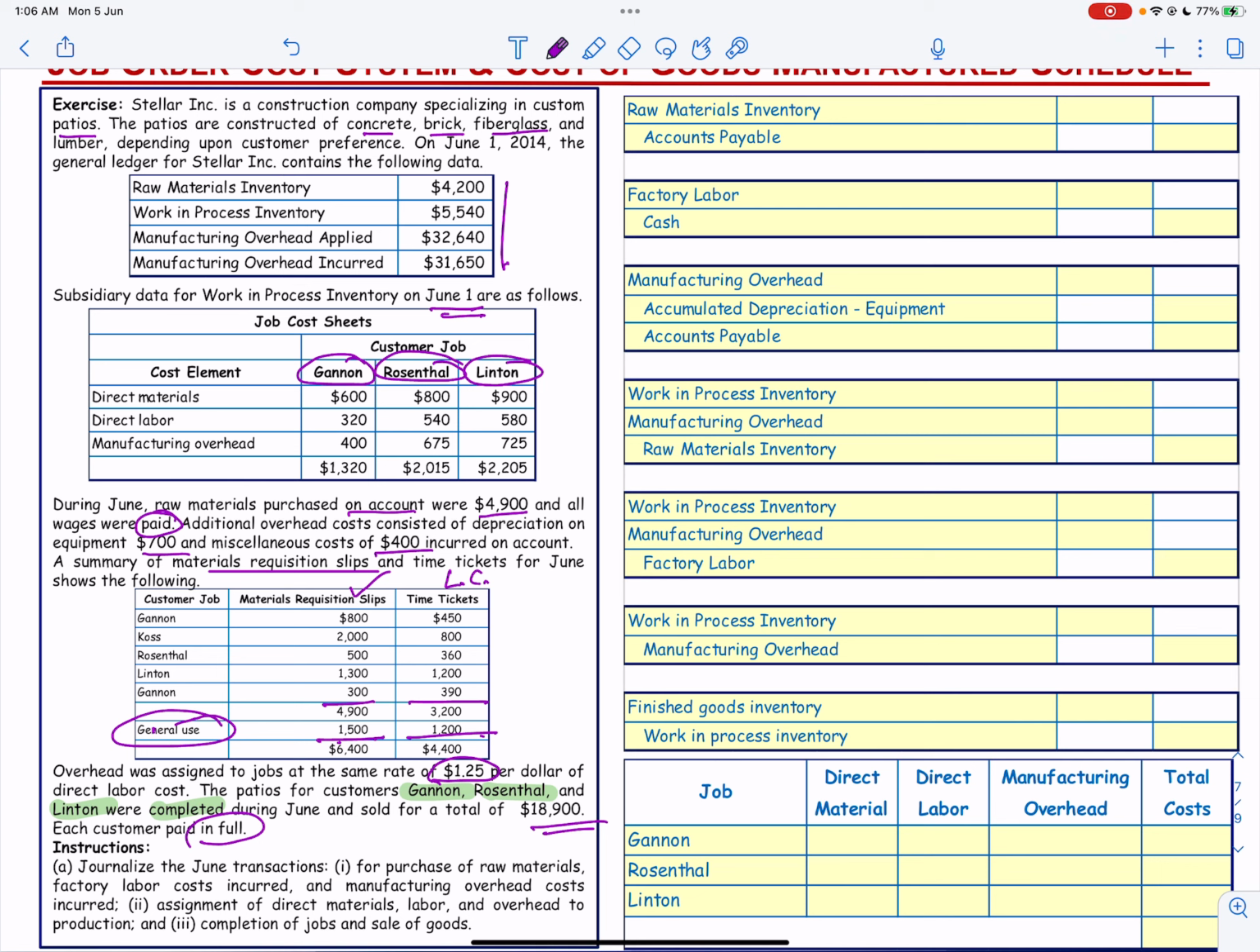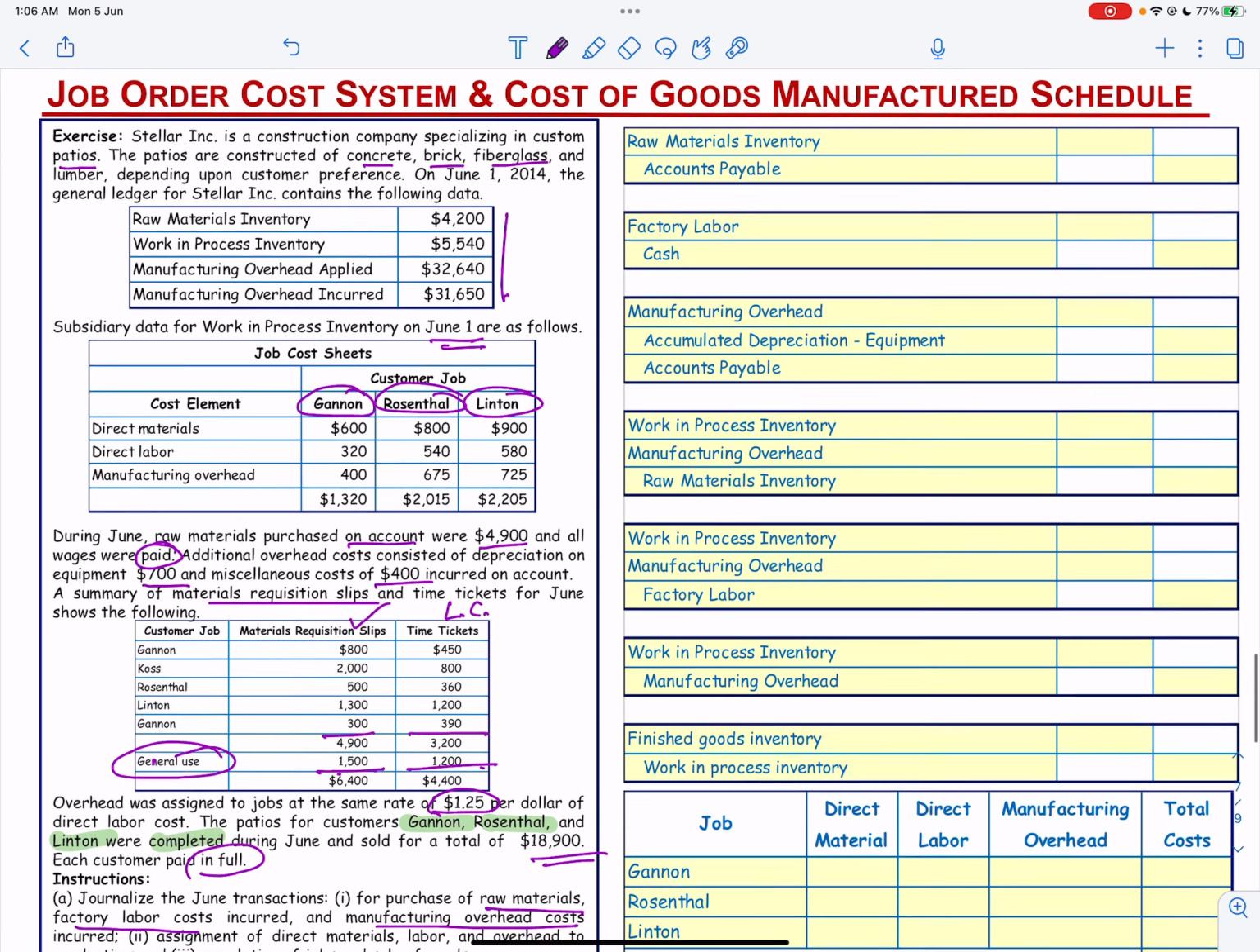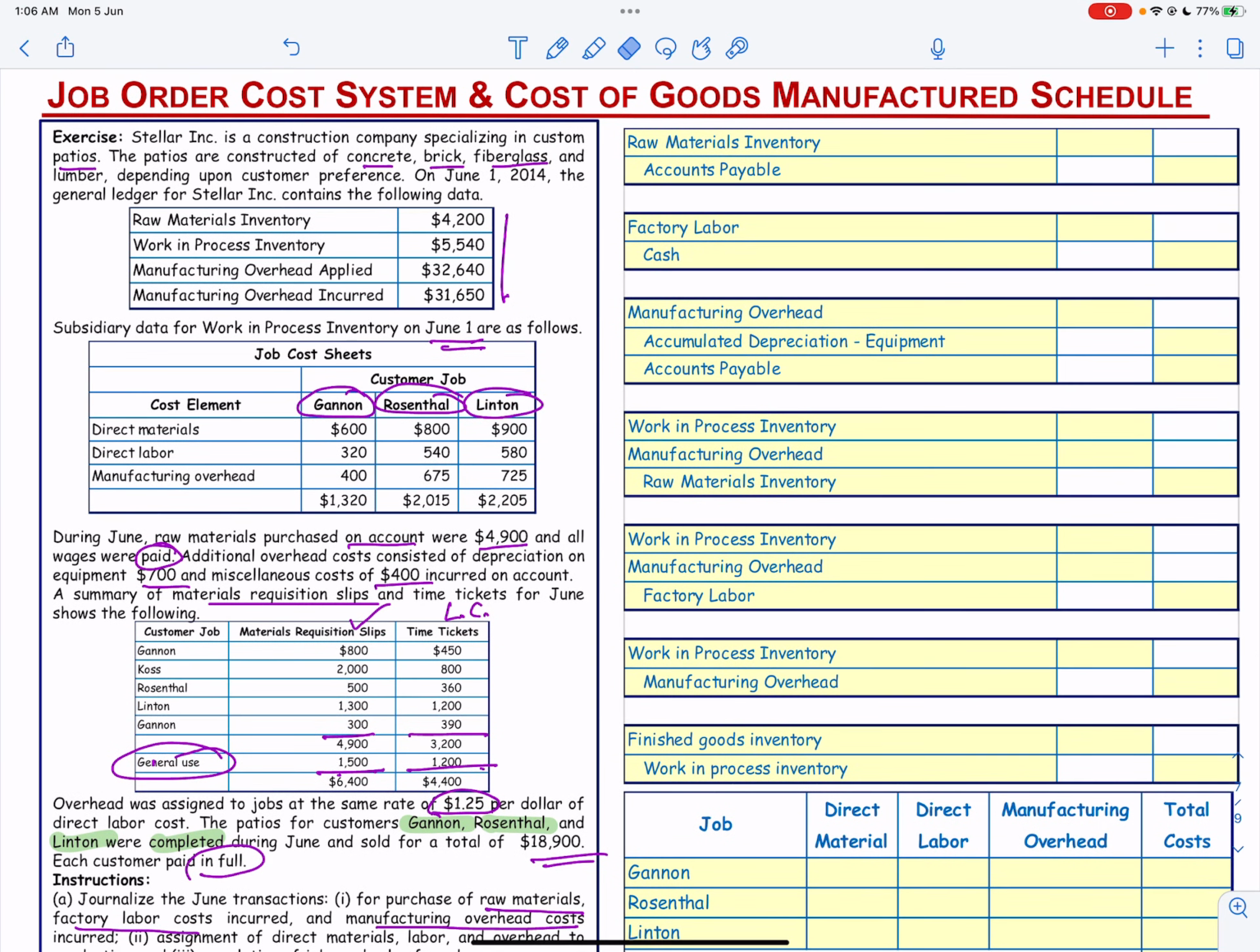So first of all, we have to journalize the June transactions for purchase of raw material, factory labor cost incurred, and manufacturing overhead cost incurred. So first of all, we are going to make the journal entry for purchase of raw material. And let me clean up.